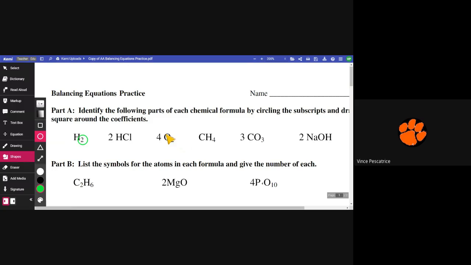So I see another one here. There's a 1 on the HCl. So I'm going to click and drag while I got the circle tool out. They don't need to be perfectly right around it. That's fine as long as it's easy to see what you're circling.